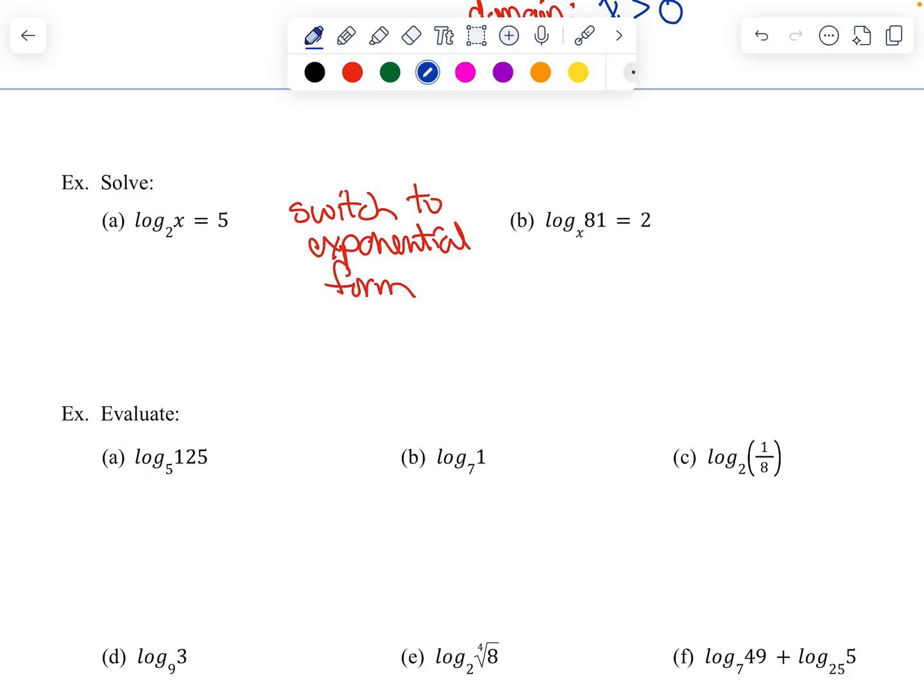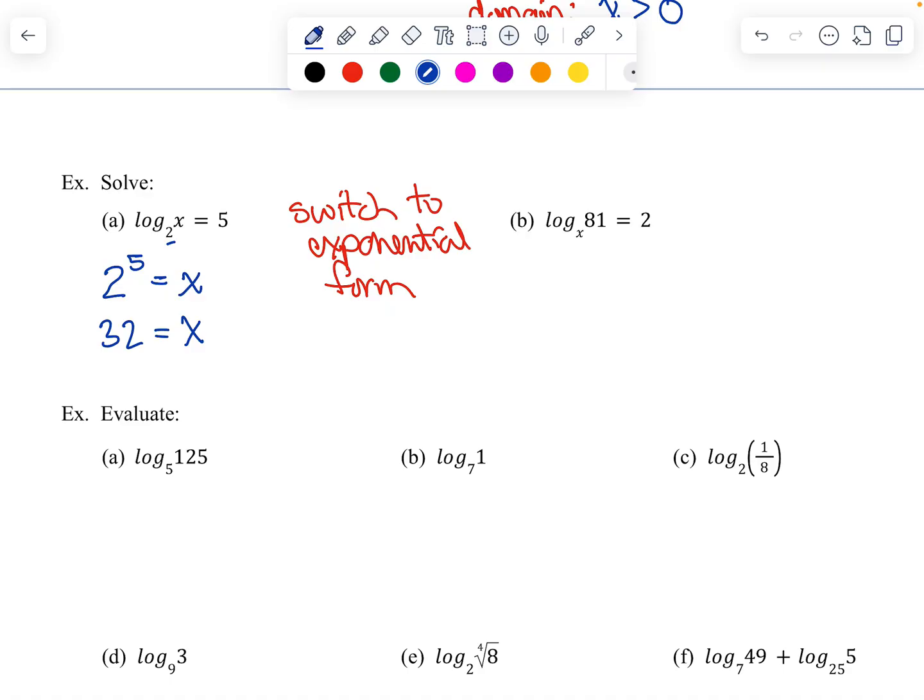So if I switch here to exponential form, again, I start with that base. The base is 2. The answer to the logarithm is the exponent, and that equals the argument. And notice by switching from logarithmic to exponential form, this becomes a really easy equation to solve. We end up with x is 32.